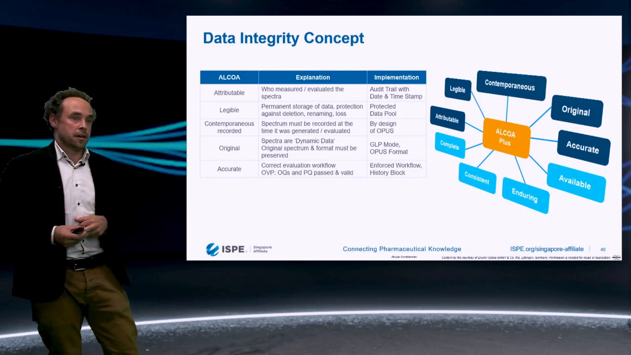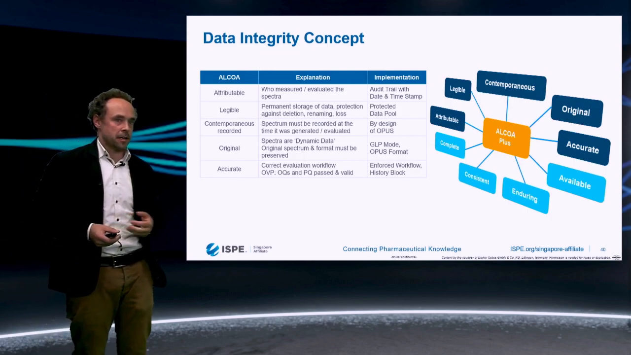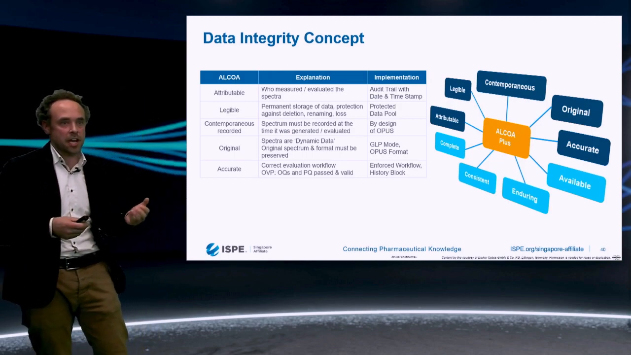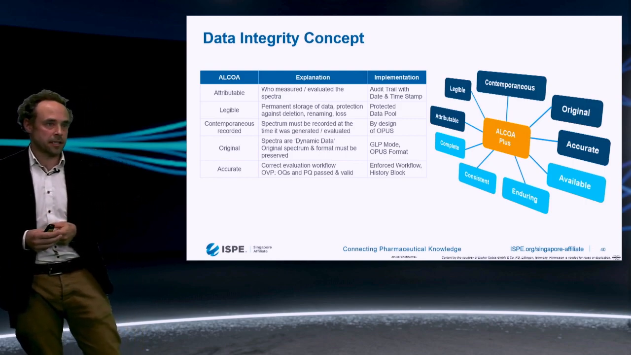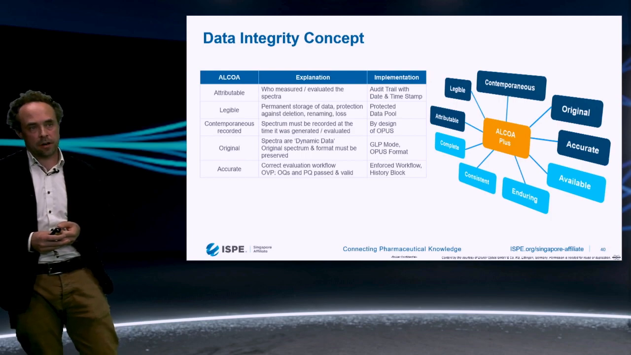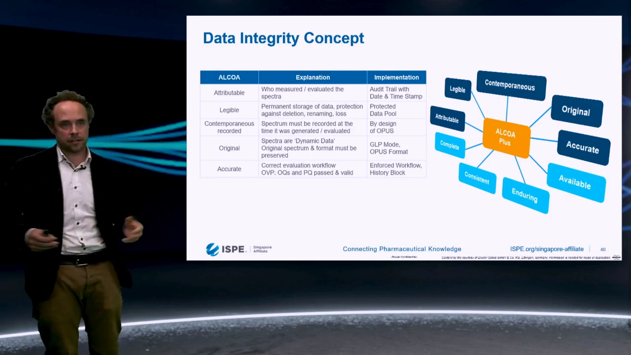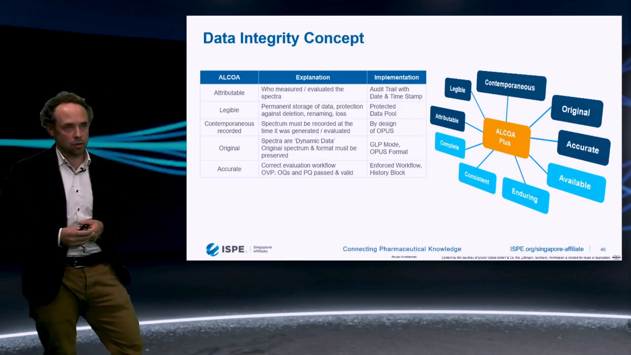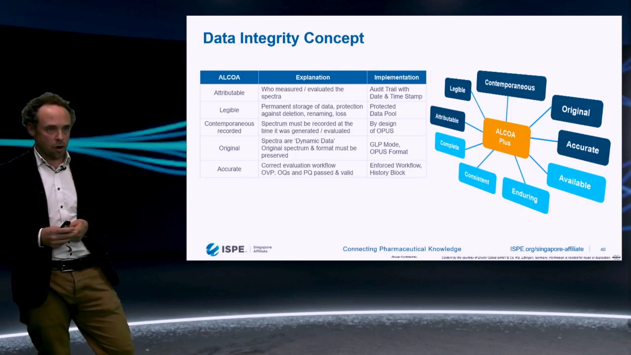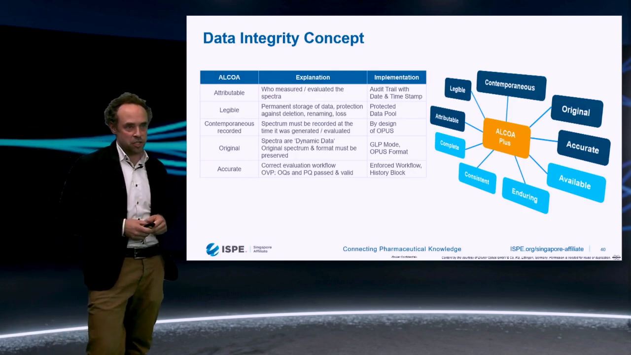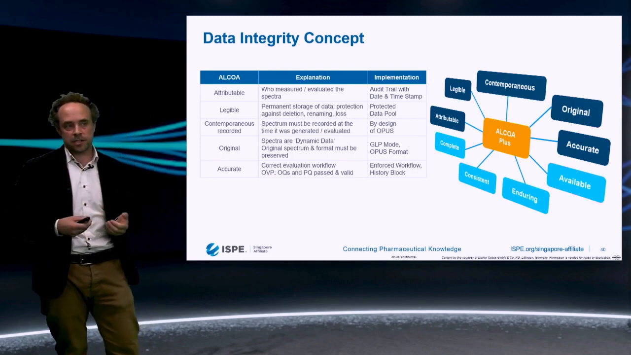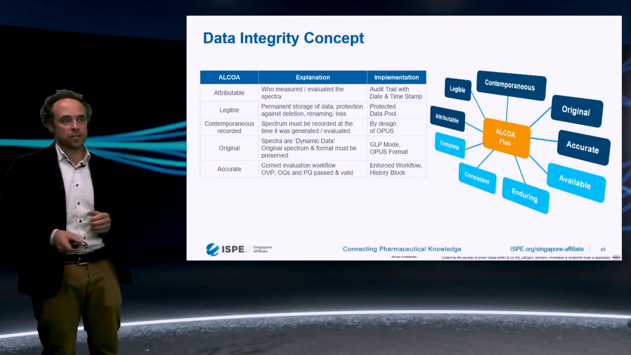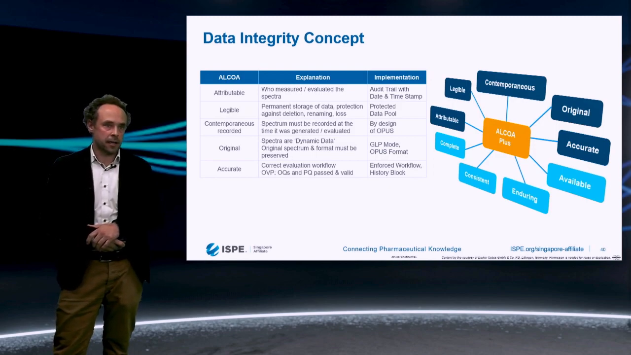That's clear. Data needs to be legible, which means there needs to be permanent data storage, protected against unauthorized changes. It needs to be protected against deletion and loss. And in our Opus software, we have the so-called protected data pool, and everything therein is basically protected from unauthorized manipulation. Things need to be recorded at the time when they are generated. For example, this avoids previews where an operator could decide, that's a good or bad result, I want this or that. Of course, this needs to be avoided by design in a software.